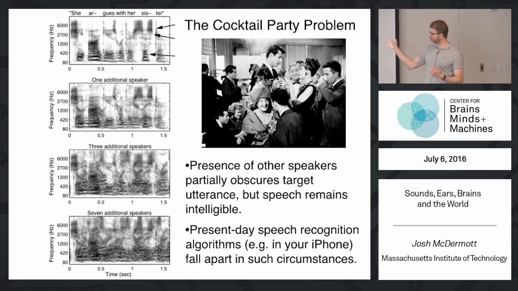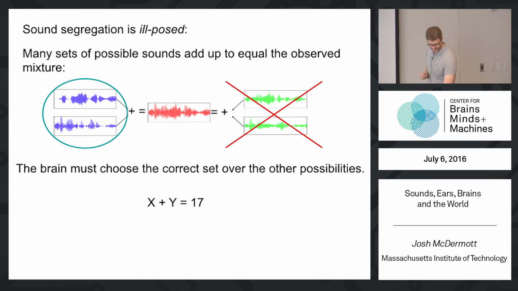It's also an important problem because when people lose their hearing, this is one of the first things to go, the ability to hear in kind of complicated situations like this. Your grandparents probably have a hard time if you take them out to a noisy restaurant, even if they're wearing their hearing aids. So this is not a problem that we currently have really good engineering solutions to.